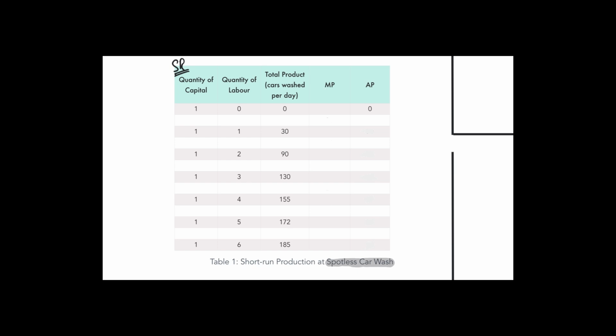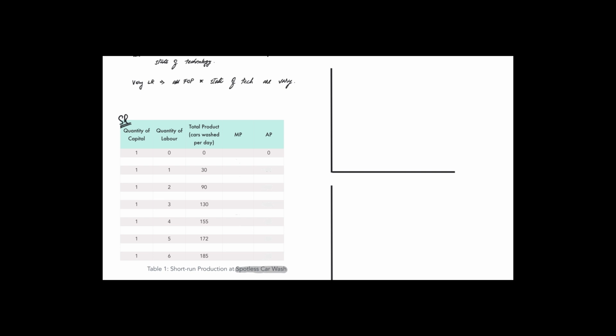Our main discussion: if I was to plot this, this is how the total product would look, against the quantity of labor. So if I was to plot it, this is how it would go. First, at zero labor, zero output. And then my first labor helps me produce about 30. With two labors, I go up really fast to almost 90.